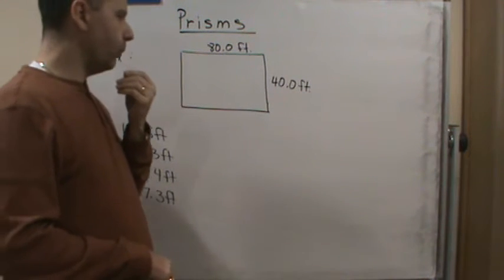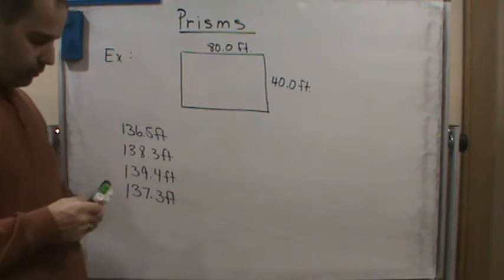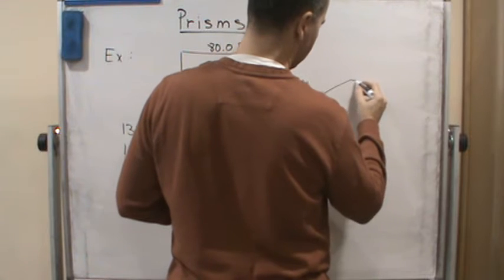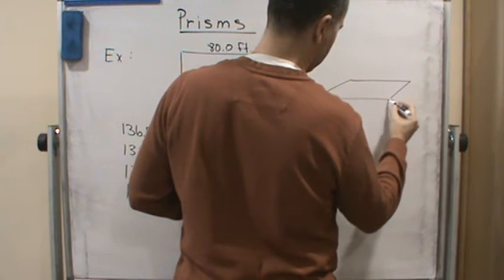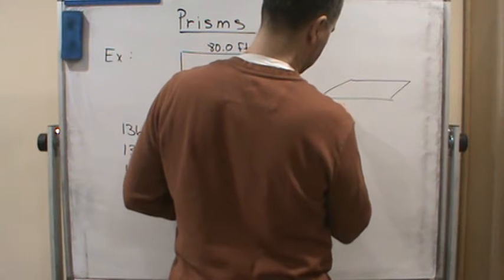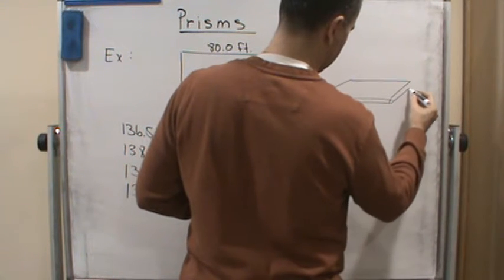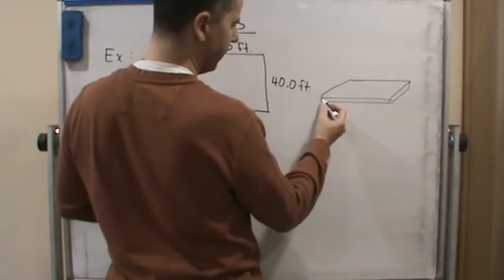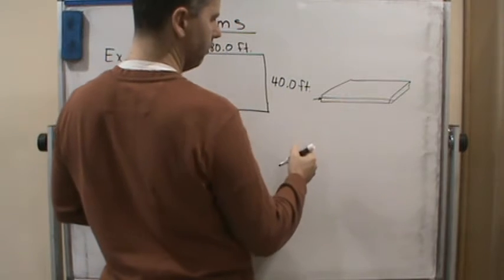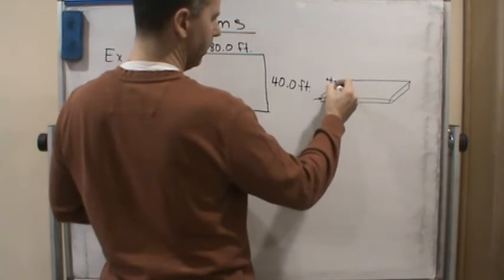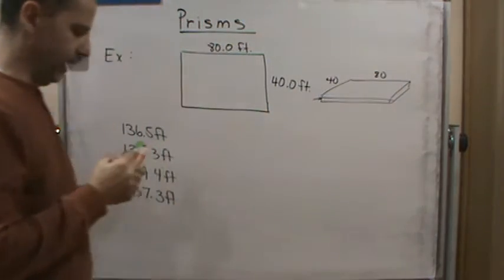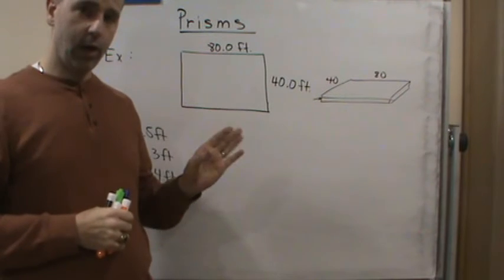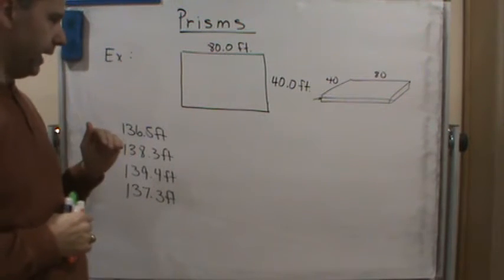So we're dealing with a rectangular prism. If you look at it on the side, it might look something like this. So here's the rectangular plot of land, and here's the elevation. Here's the 40 by 80, just to give you an idea. So the idea is we want a benchmark of 130 feet elevation for this plot of land.